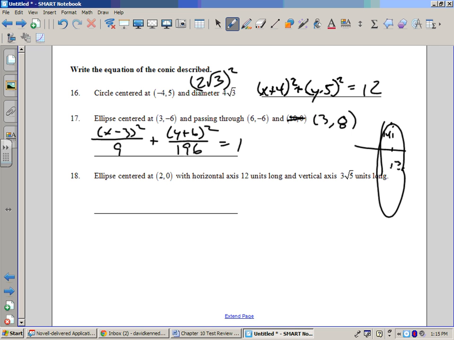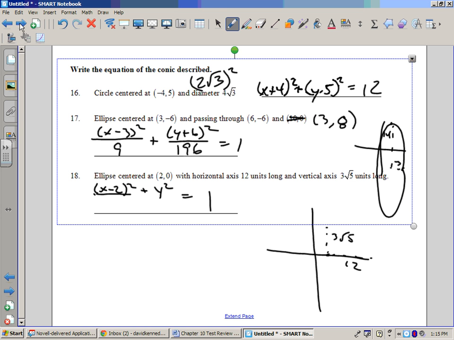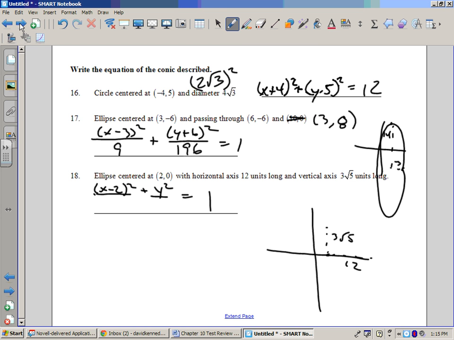Okay, I've got an ellipse now. The ellipse is centered at 2, 0, and it has a horizontal axis 12 units long, so 12 out this way, and a vertical axis 3 times the square root of 5 units. Well, my equation is going to be x minus 2 squared plus y squared, both of those over something, is equal to 1. If the x units went 12, 12 squared is 144. If the y distance is 3 root 5, 3 root 5 squared is 3 times 5, which is 45.